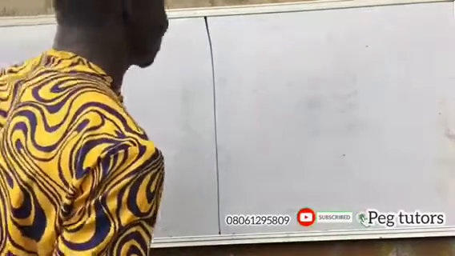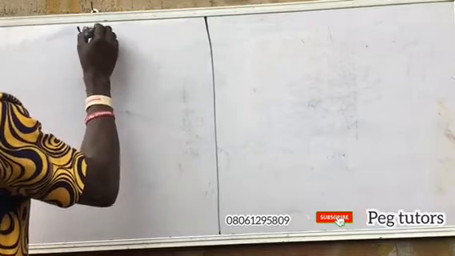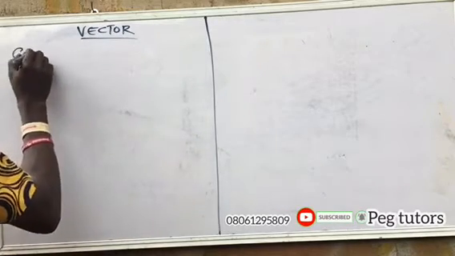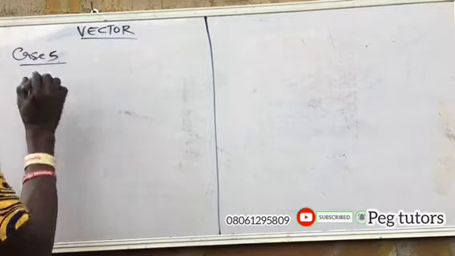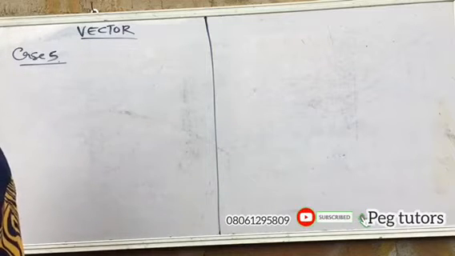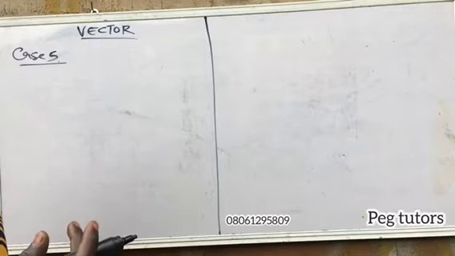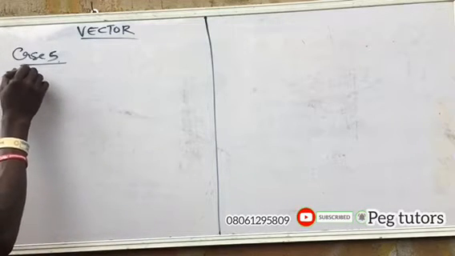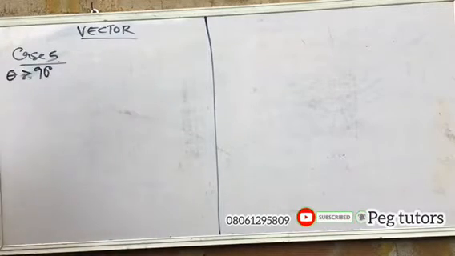So let us look at case 5, the last case in the resolution of vectors. Don't forget, we're still talking about vectors. We have done cases 1, 2, 3, 4, and now let's do case 5. Case 5 is when the two vectors act at an obtuse angle to each other, which is an angle greater than 90 degrees. So theta is greater than 90 degrees, but less than, of course, 180 degrees.